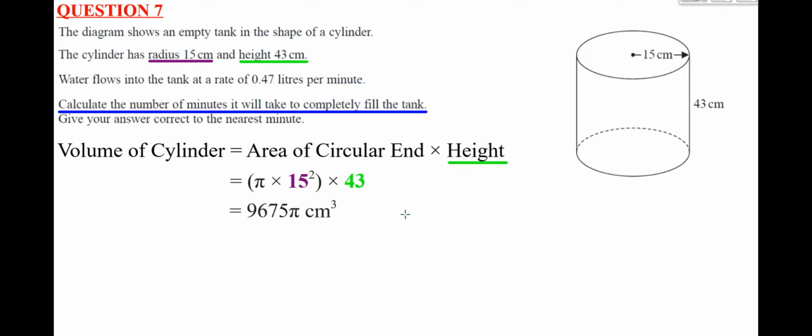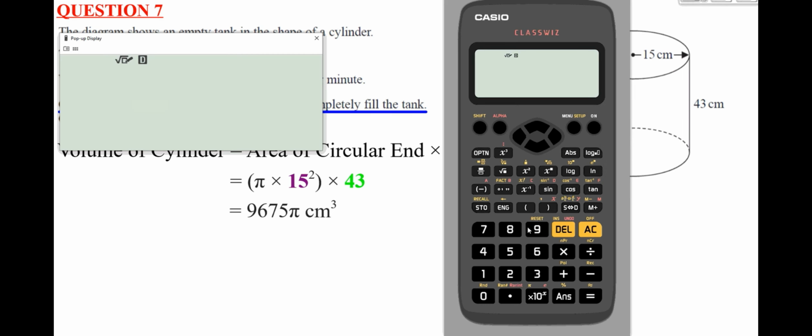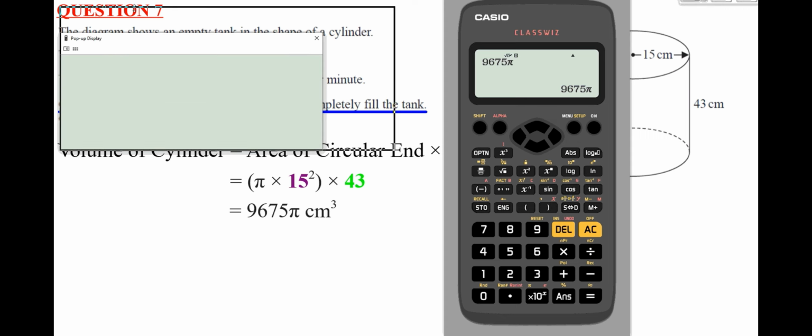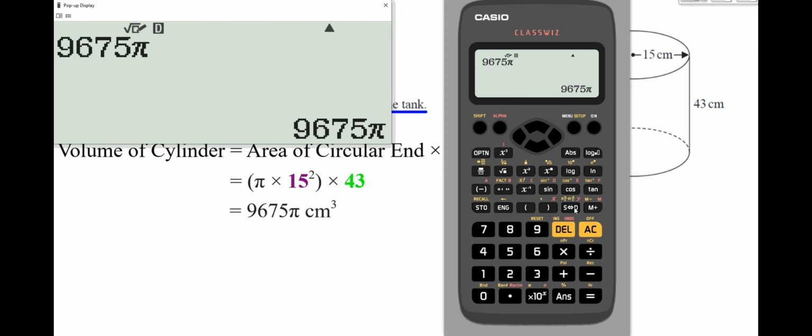But anyway, you'll probably get an answer in terms of pi, which comes out to give 9675 pi centimeters cubed. If your calculator is not giving you this value, I'll just show you what you might get instead. So if I type in 9675 shift pi, with a pi symbol in here, this just means the answer is in terms of pi. To get an actual numerical answer, press S to D.